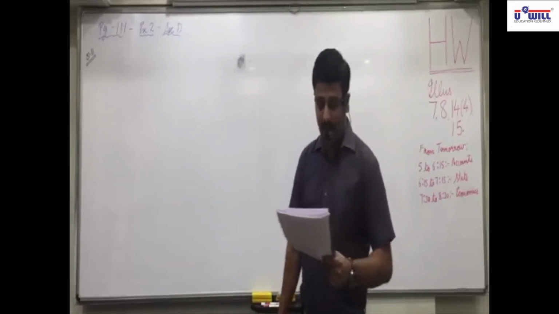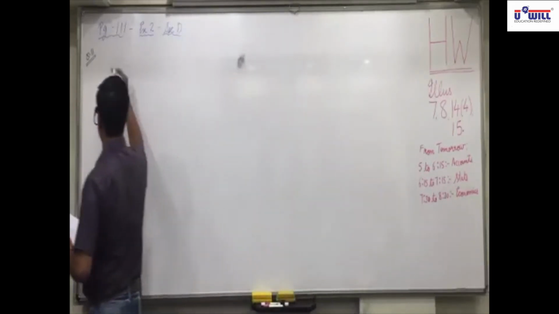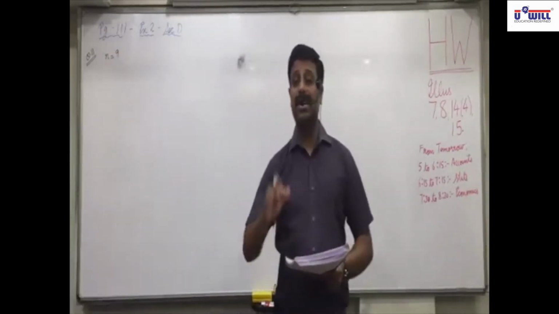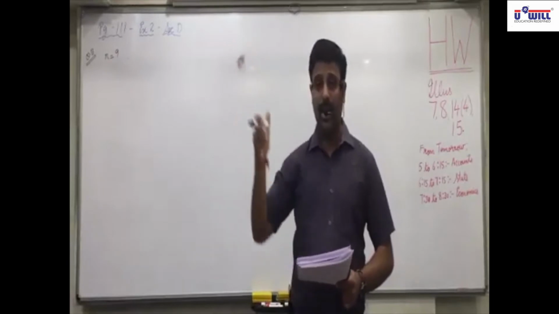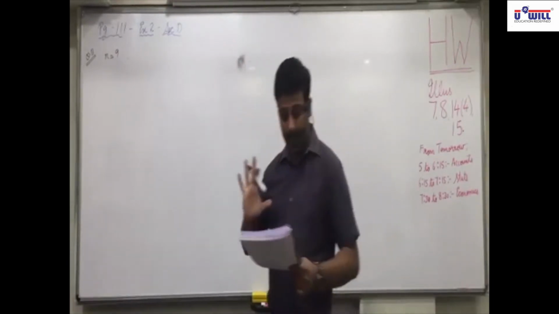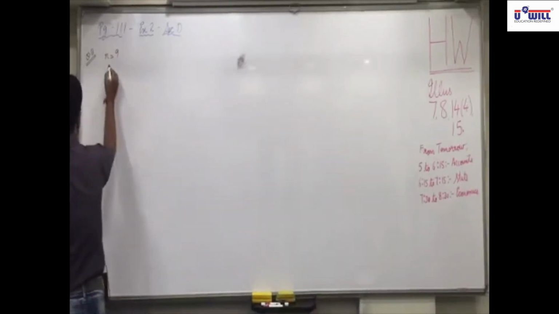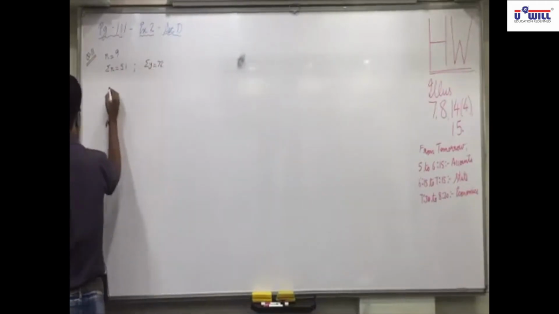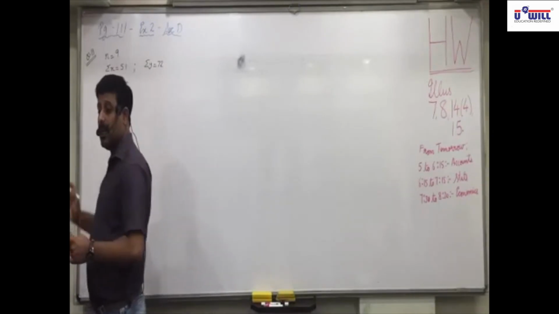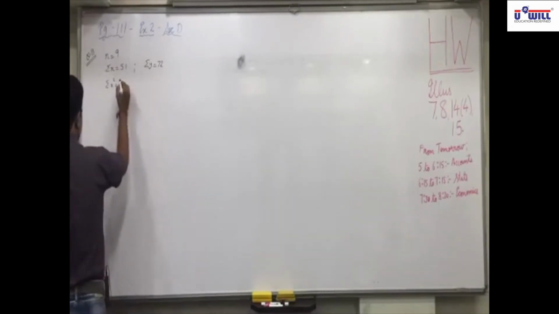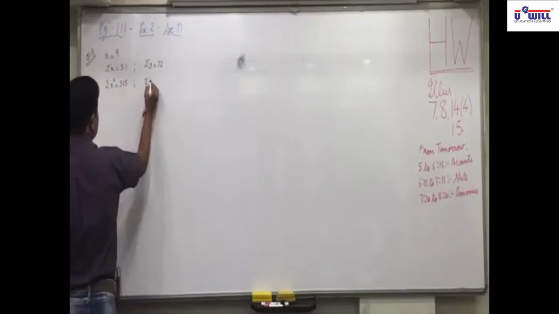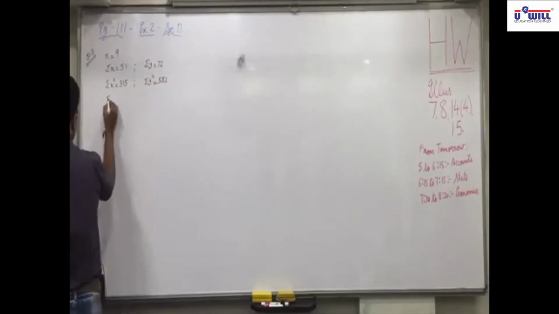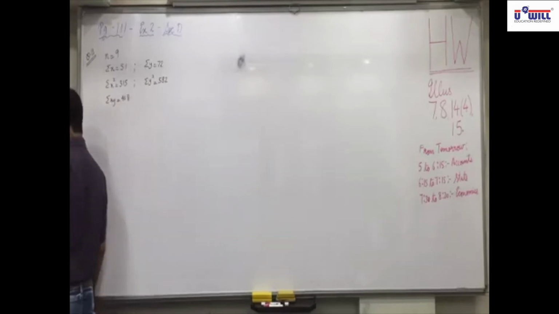The following information is obtained for 9 observations. n is 9, and sigma x is 51. It's directly given. Earlier we calculated, and now it is directly given. So write down sigma x equals 51, sigma y equals 72, sigma x square equals 315, sigma y square equals 582, and sigma xy equals 408. Find the correlation coefficient.